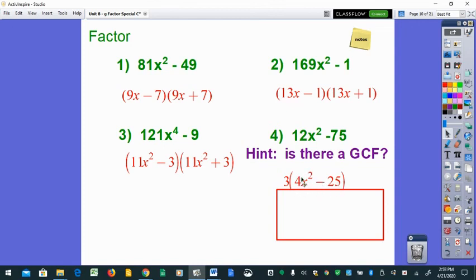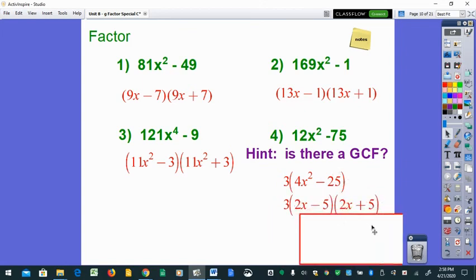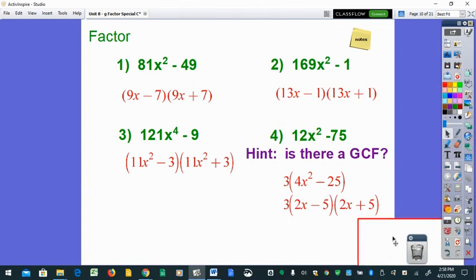So I'm going to put the 2x on the front and the 5 on the back, and they have to be off by a sign. And there's the complete factorization of that quadratic binomial in this case.